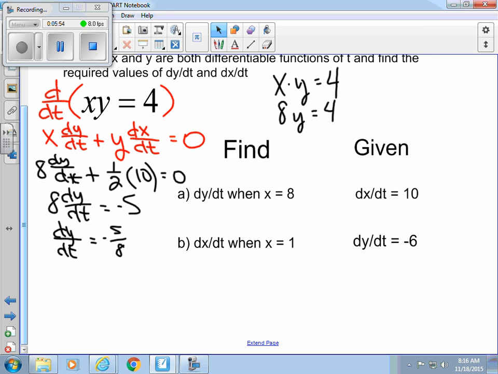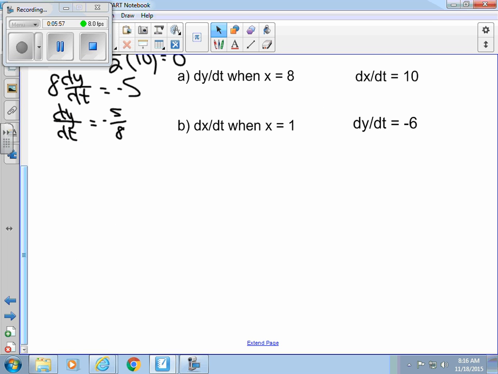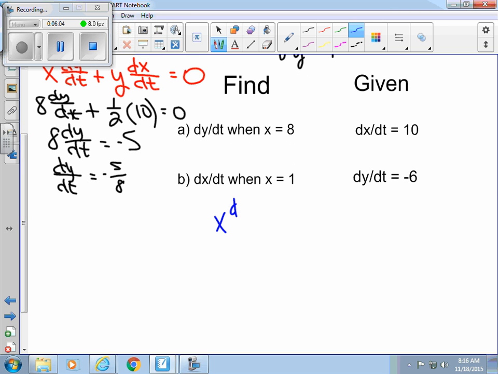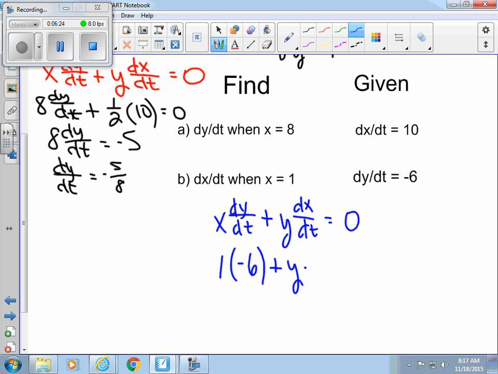Very similar question, except it gives me different information. My derivative is the same, so x dy/dt plus y dx/dt. Find dx/dt when x is 1 and dy/dt is -6. What would y be if x is 1? So how do you find that?